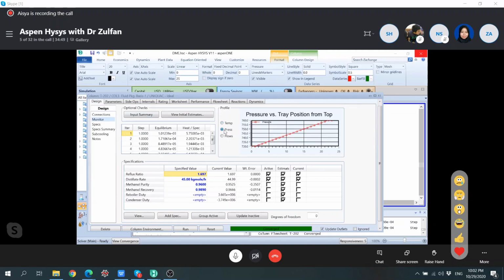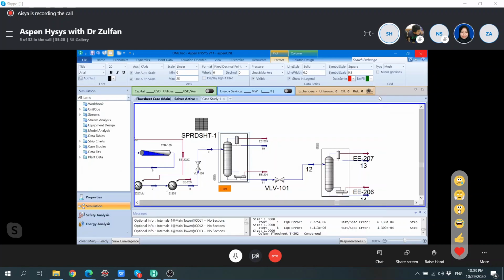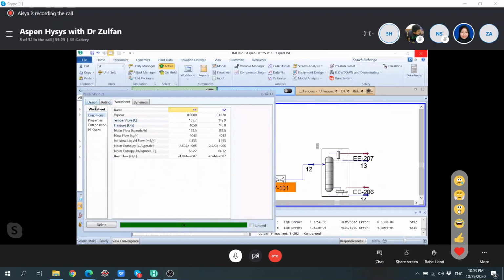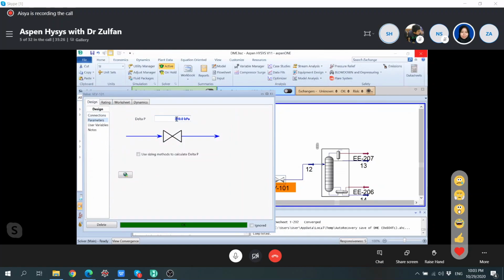So you are coming at stage 14, right? Stage 14 is close to 750. The feed is coming at 740. Can you still remember your feed is coming at 740? Yeah, so in terms of pressure, it will not flow. That means you need to increase the pressure of your feed stream. So you need to increase it to 750.